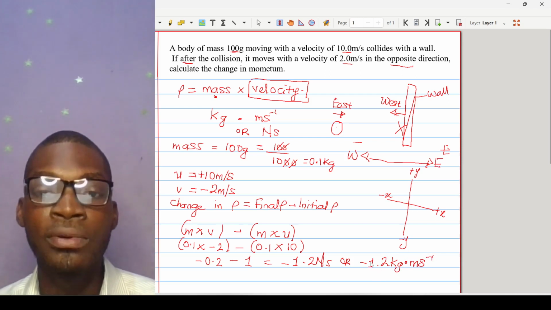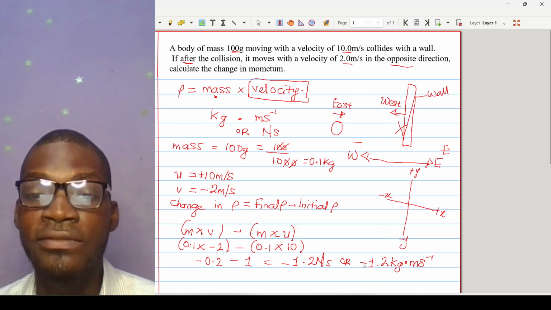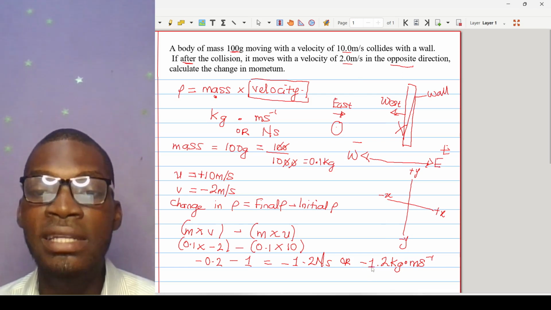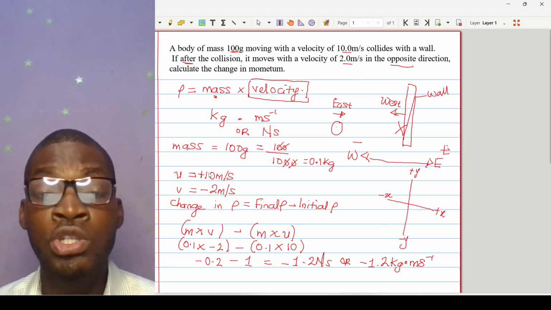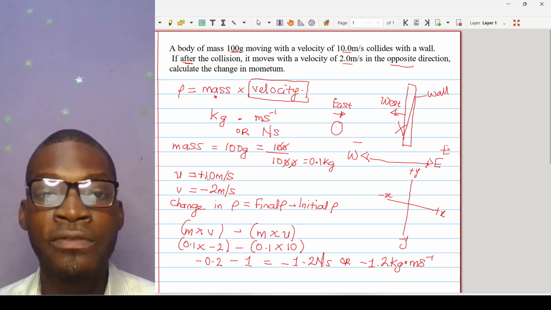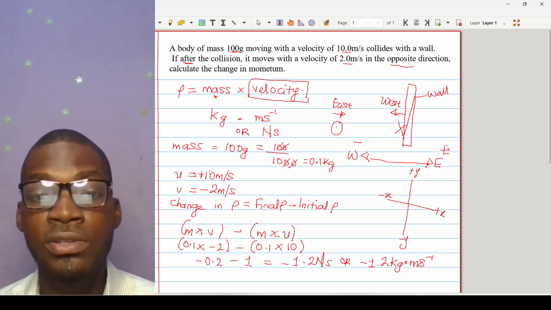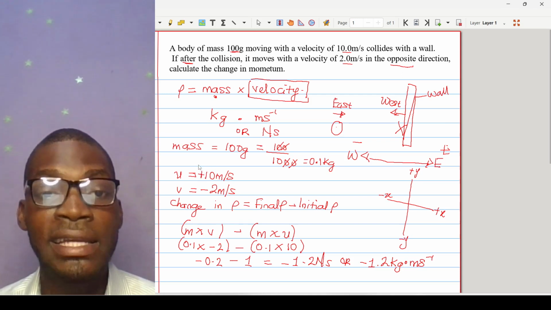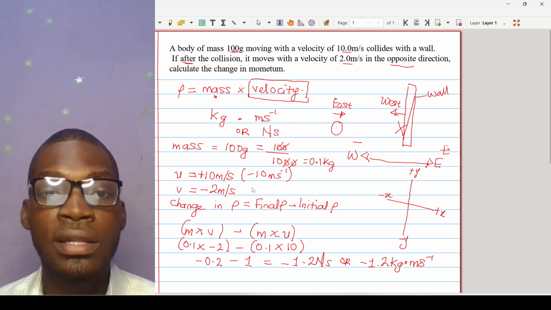Now, I remember the options given in the JAMB past question did not have this negative symbol here. So our negative symbol here is because of the sign convention we chose at the beginning. For example, if we had chosen the initial velocity to have a negative sign, minus 10 meters per second, that means I would have given the final velocity plus 2 meters per second.